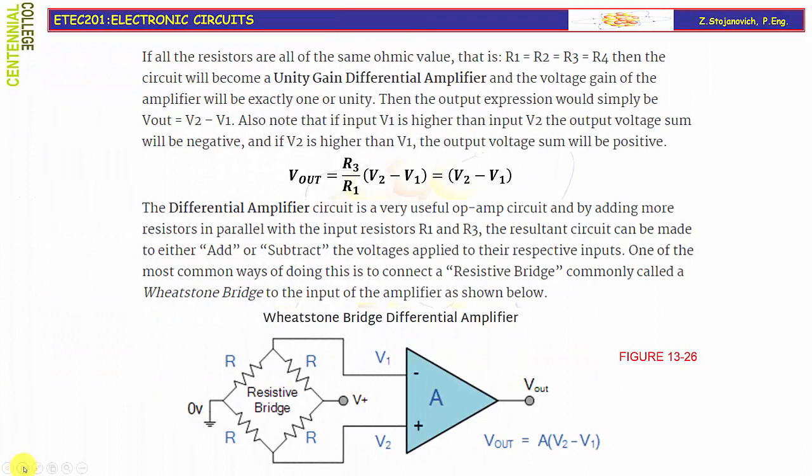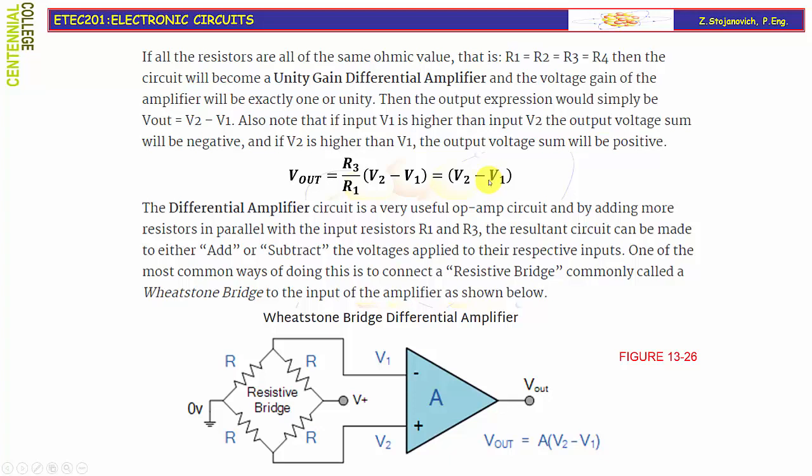If all the resistors are of the same ohmic value, that is R1 equals R2 equals R3 equals R4, then the circuit will become a unity gain differential amplifier, and the voltage gain of the amplifier will be exactly 1, or unity. Then the output expression would simply be Vout equals V2 minus V1. Also note that if input V1 is higher than the input V2, the output voltage will be negative. And if V2 is higher than V1, the output voltage will be positive.